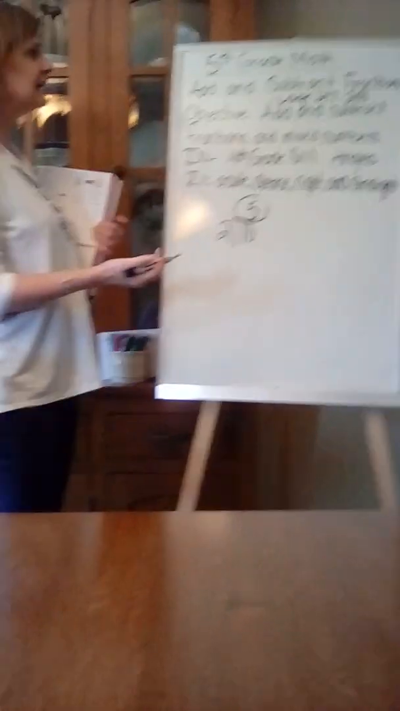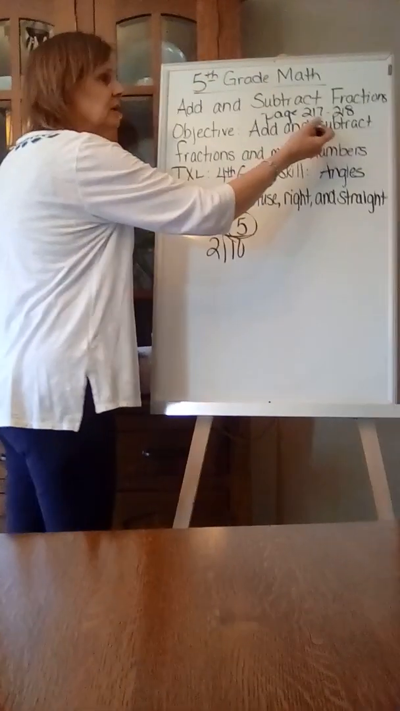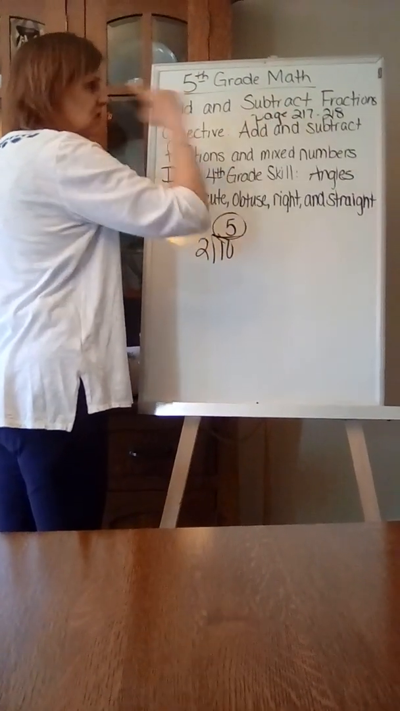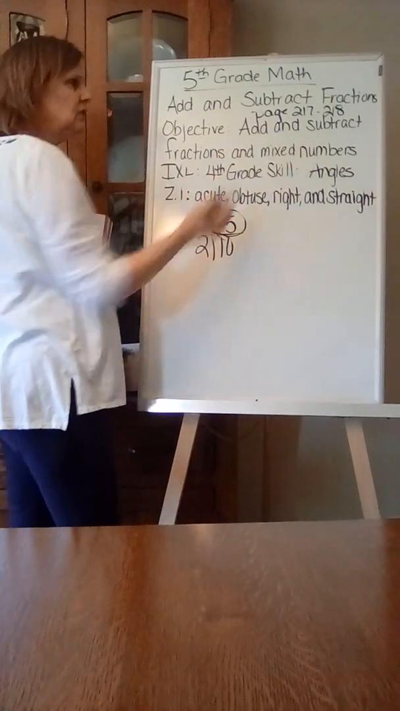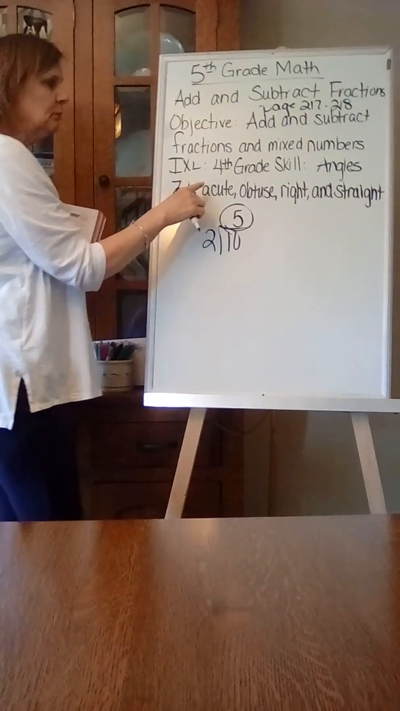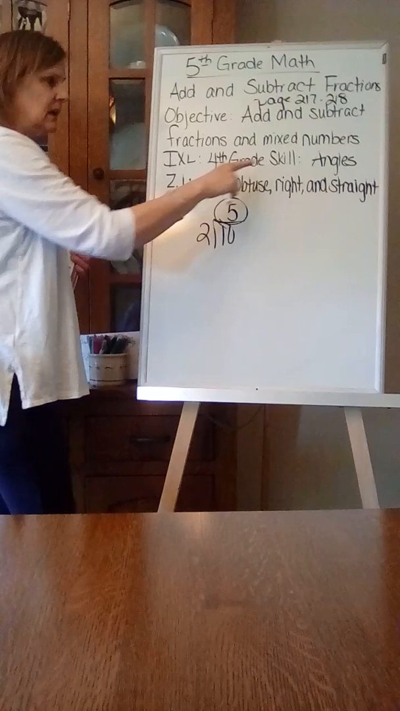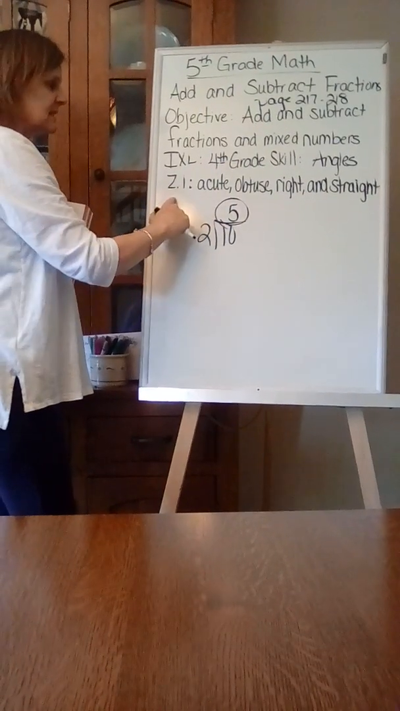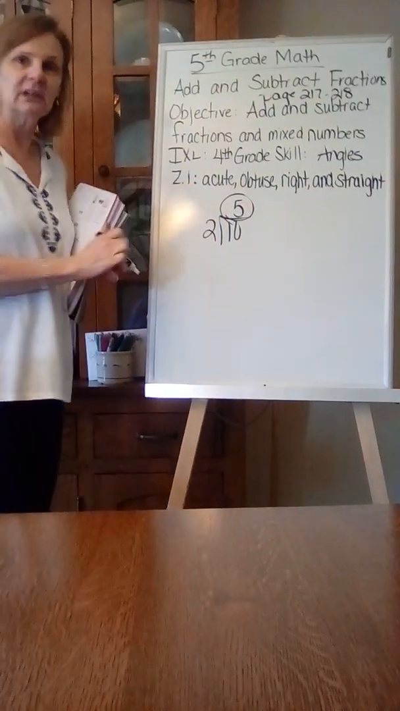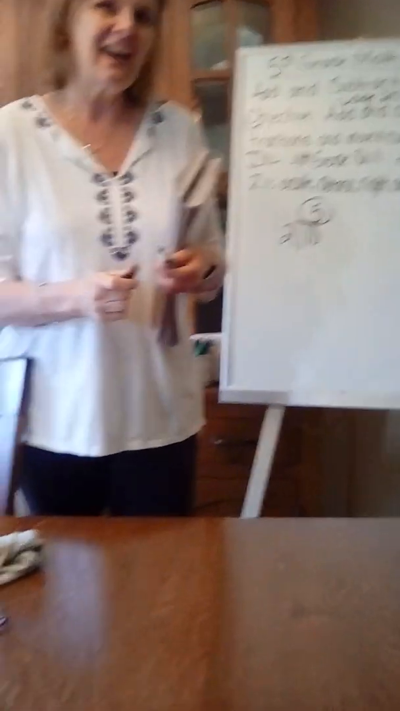All right, guys, there's your lesson. I just did odds, 217. You're going to finish the evens on page 217 and 218. You're going to complete your IXL skill, which is angles, 4th grade, Z1, and you're going to be looking at the different types of angles. All right, guys, good luck.